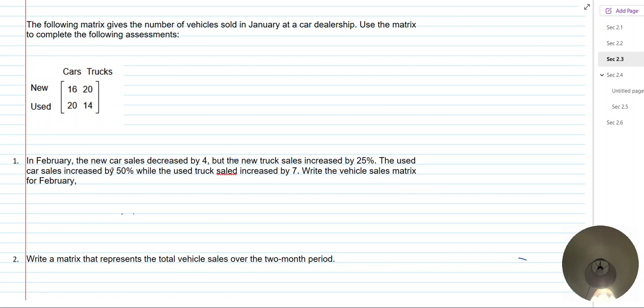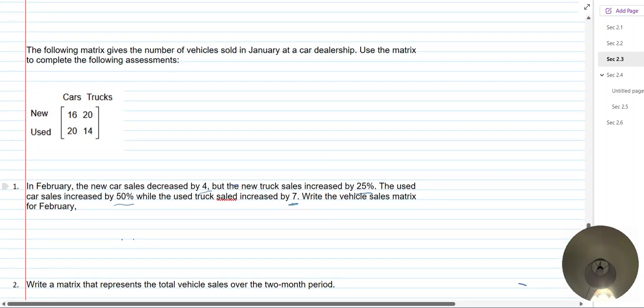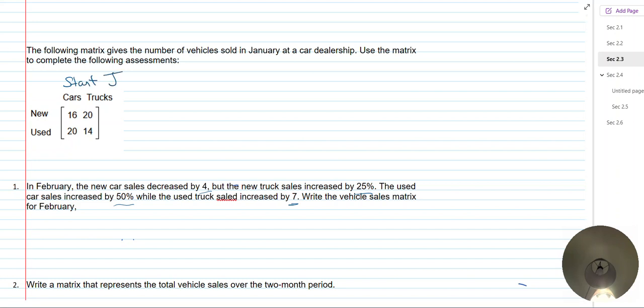In February, new car sales decreased by 4, but the new truck sales increased by 25%. The used car sales increased by 50%, while the used truck sales increased by 7. Write the vehicle sales matrix. Now understand, I'm sorry, I mixed up the first part. This is our start structure in January. So what we have now is February.